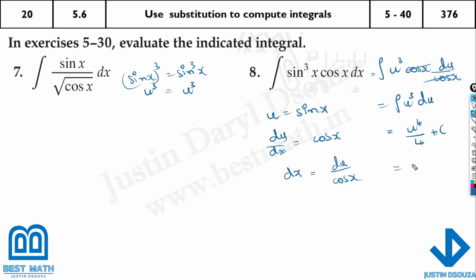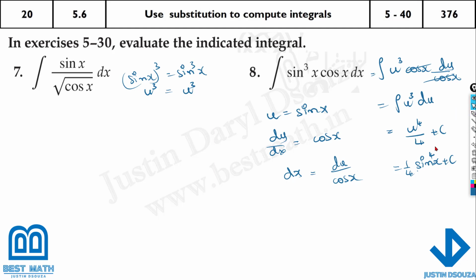And now substitute what was u? We assumed u as sine x. It's 1/4 sine x plus c. That is the answer. I just realized I didn't put the power 4. So it's 1/4 u power 4. It should be sine power 4 x plus c.